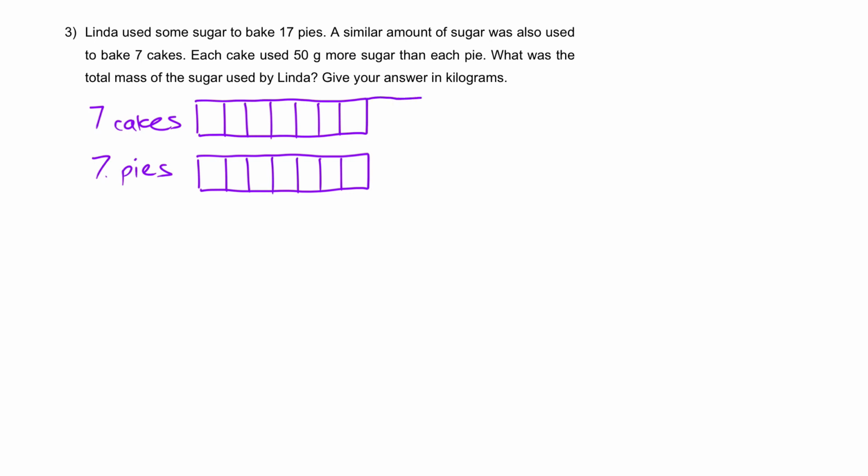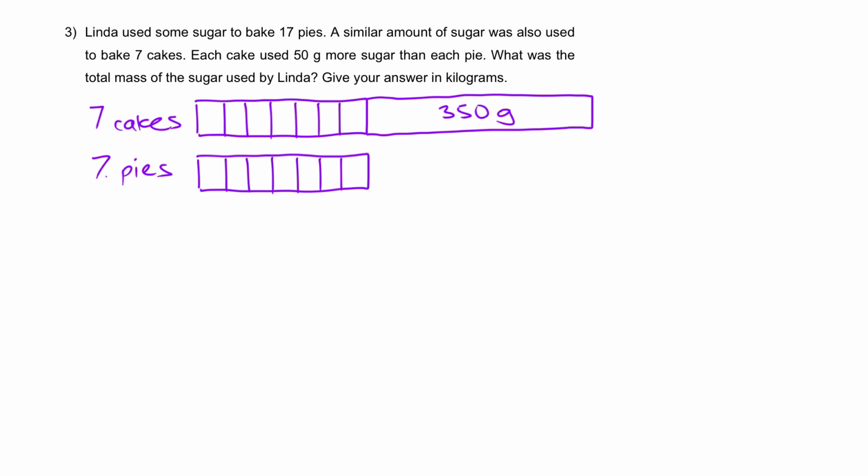Okay, maybe let me use up more space. Over here, 350 grams, isn't it? Again, per cake is 50 grams more than per pie. So for 7 cakes you would expect to use 350 more grams.